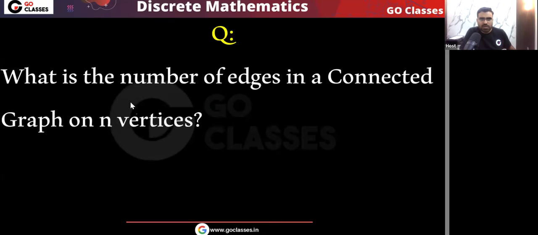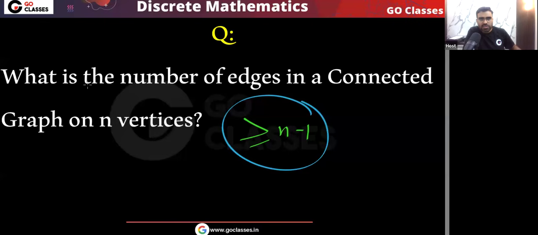Tell me the answer for this question. What is the number of edges in a connected graph on n vertices? Can you tell me what will be the number of edges in a connected graph on n vertices? I can say it will be greater than or equal to n minus 1. Yes or no? Okay, very simple. So the answer will be greater than or equal to n minus 1. I hope you understood.